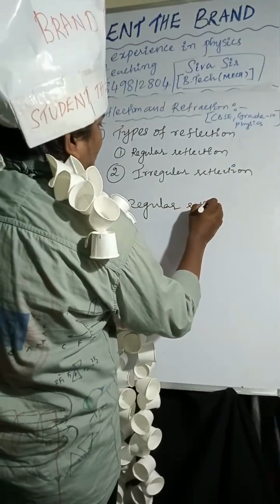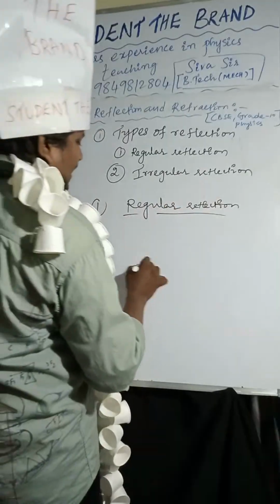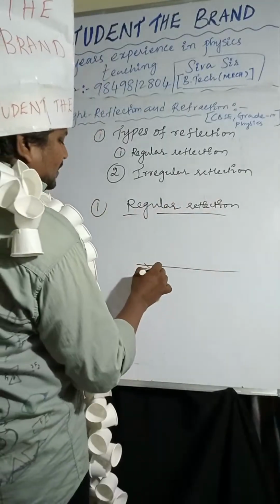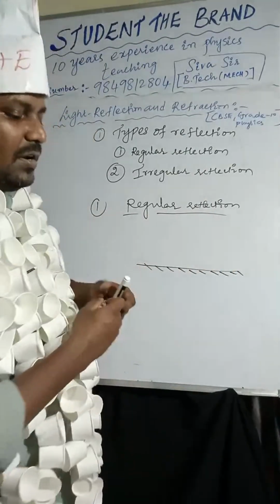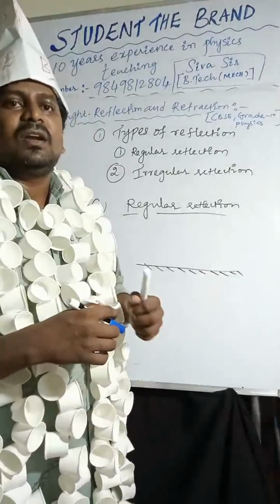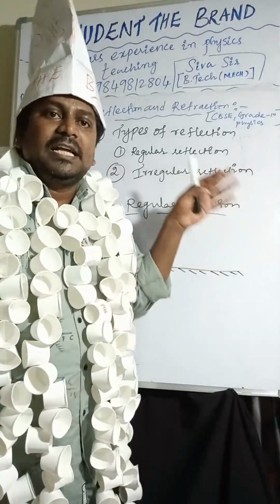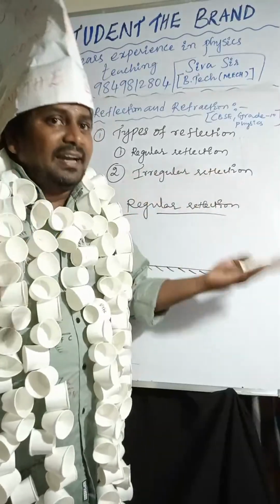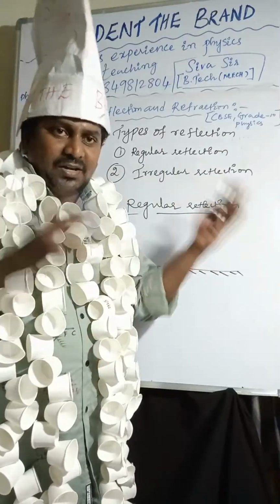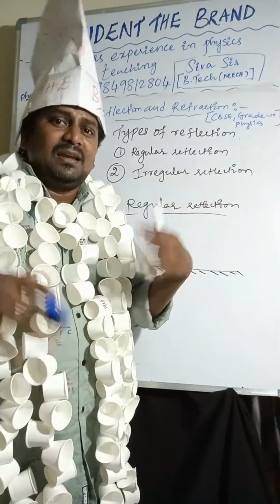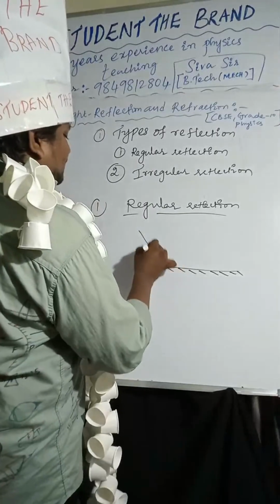Regular reflection takes place on a smooth surface. I am taking the plane mirror like this. Light is incident on it. In regular reflection, if the incident beam is parallel, the reflected light rays are also parallel to each other. So I am taking an incident light ray.